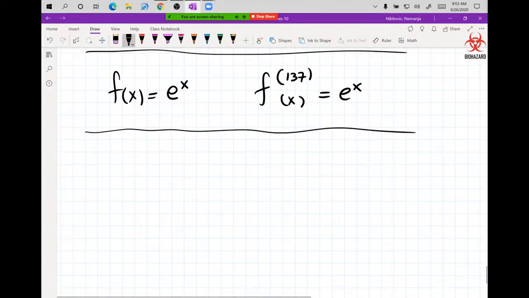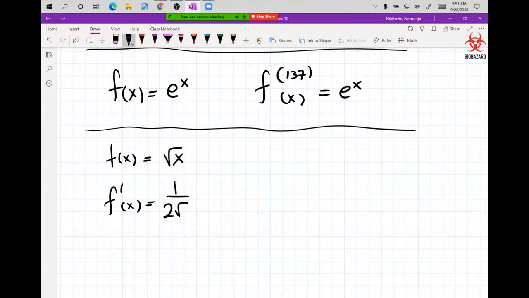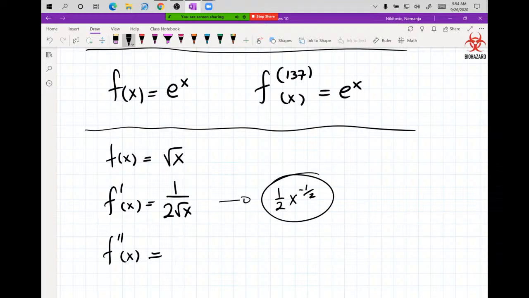Now, if you try to use this rule on f of x equals square root of x, we already saw that the first derivative was 1 over 2 root x. We had this before. Now, if you consider this as a function, 1/2 x to the negative 1/2, what is the second derivative here? So take the derivative of this to obtain the second derivative.